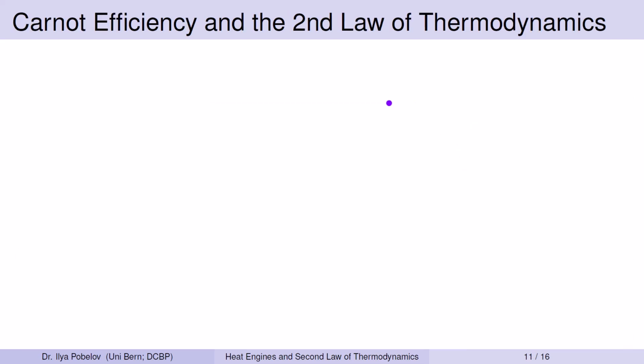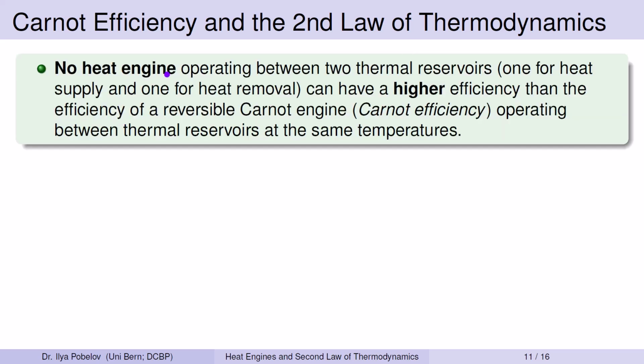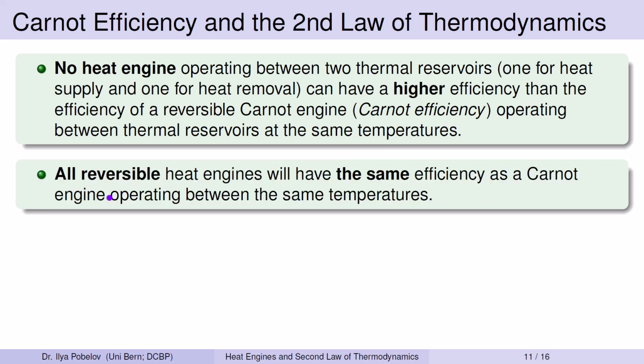Carnot's results can be summarized in a few key points. First, no heat engine operating between two thermal reservoirs, one for heat supply and one for heat removal, can have a higher efficiency than the efficiency of a reversible Carnot engine operating between thermal reservoirs at the same temperatures. The latter is often referred to as the Carnot efficiency. Second, all reversible heat engines will have the same efficiency as a Carnot engine operating between the same temperatures. This means that the efficiency of any reversible engine depends only on the temperature of the heat reservoirs, not on the specific properties of the working substance or the details of the process itself.